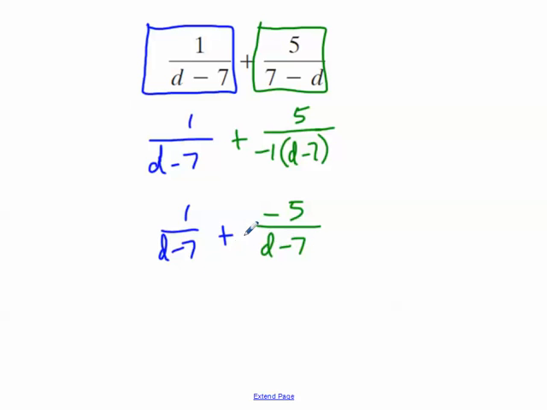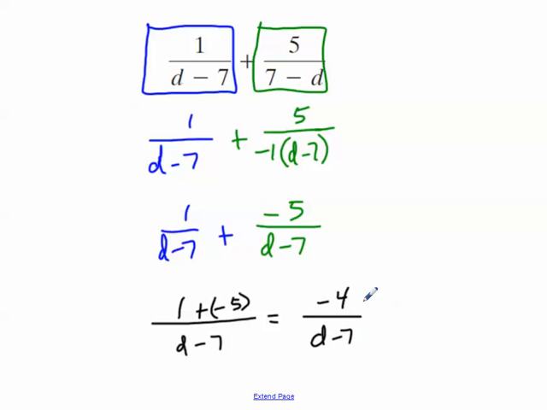So now we've got essentially addition of a blue fraction and a green fraction with common denominators, and all we do is add things up. My answer is 1 plus negative 5, because we add the numerators, and the denominator stays the same. D minus 7 doesn't change. 1 plus negative 5 is 1 minus 5, which is negative 4 over d minus 7, and there's my answer. We can't simplify it because 4 doesn't cancel with d minus 7. D minus 7 is the entire factor in the denominator.